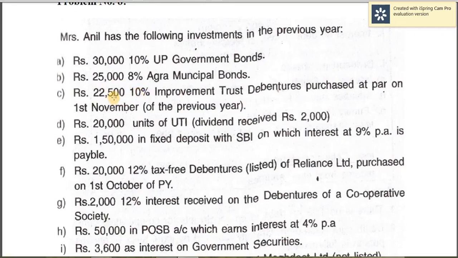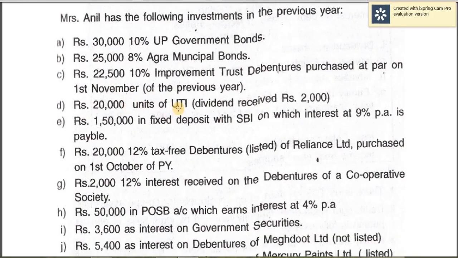Apply 10% on 22,500, and that is the gross amount, purchased on 1st November. So you have to calculate the interest for the year. 20,000 units of UTI: dividend received from UTI is exempt.